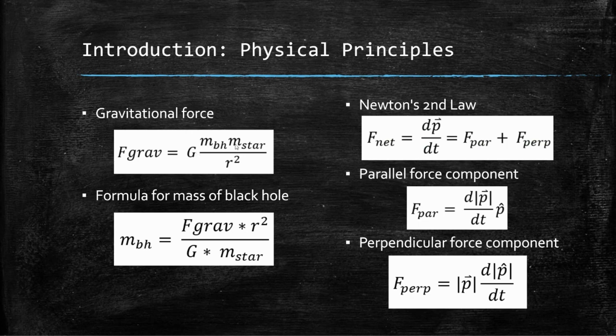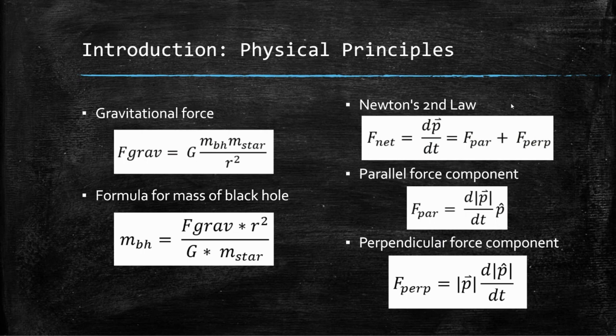the gravitational constant times the masses of both objects divided by the distance between them. And right here, I just solved for the mass of the black hole to make it easier when I used it in the model. And I just used this formula right here. And this equation comes from Newton's second law, which essentially says that you can split the net force into two components. One is parallel to the direction of motion, and one is perpendicular. And here are the formulas for each of those components.